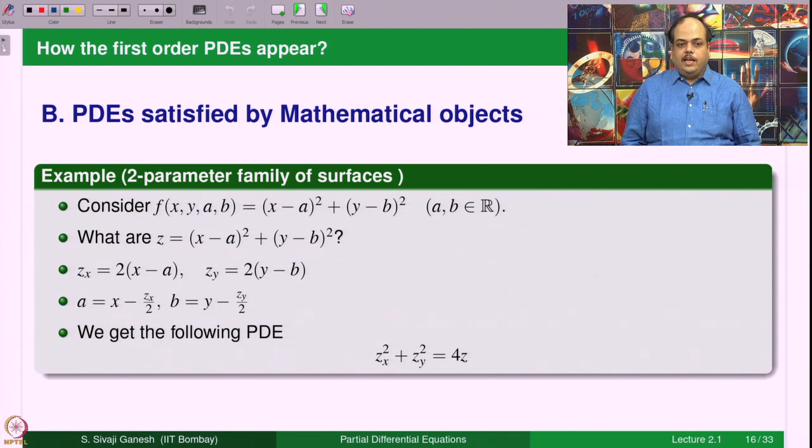z_x actually stands for dou z by dou x. If you want to write it in terms of u, you can write: dou u by dou x whole squared plus dou u by dou y whole squared equal to 4u.